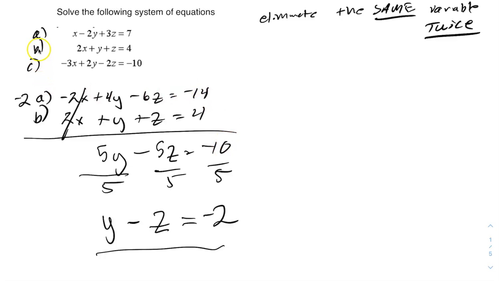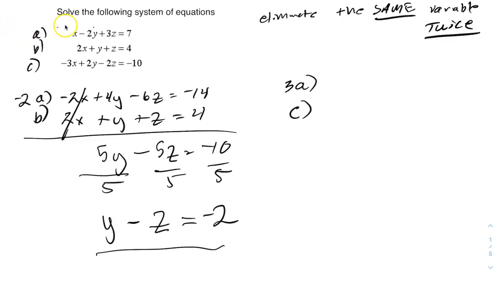So I could do B and C, or I could do A and C. And to me, A and C is easy also. I'm gonna do A and C because I just multiply A by 3, and it'll cancel out with C. If I did B and C, I gotta find a combination. So over here, I'm gonna do 3 times A, and I'm gonna do C.